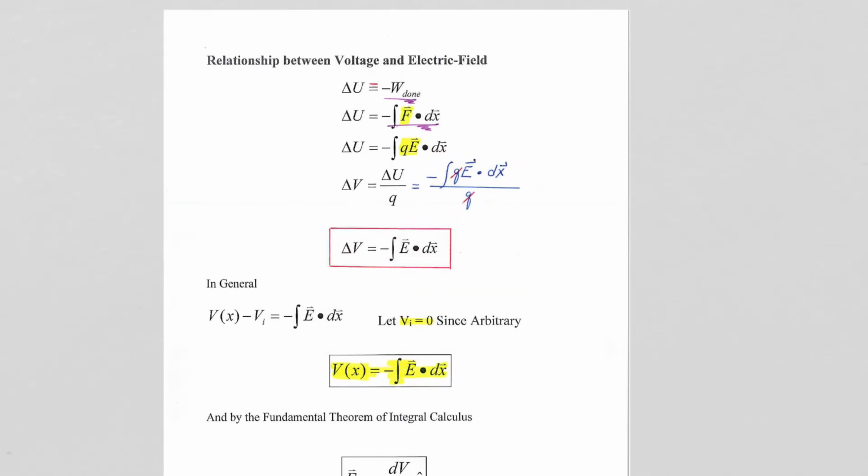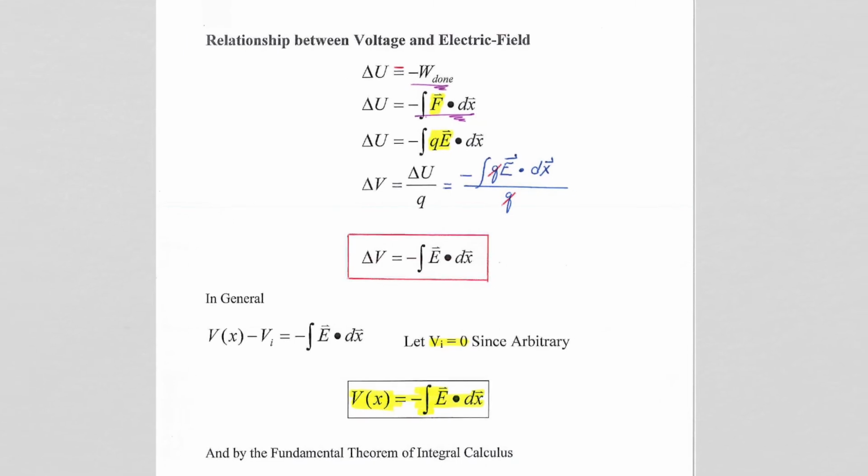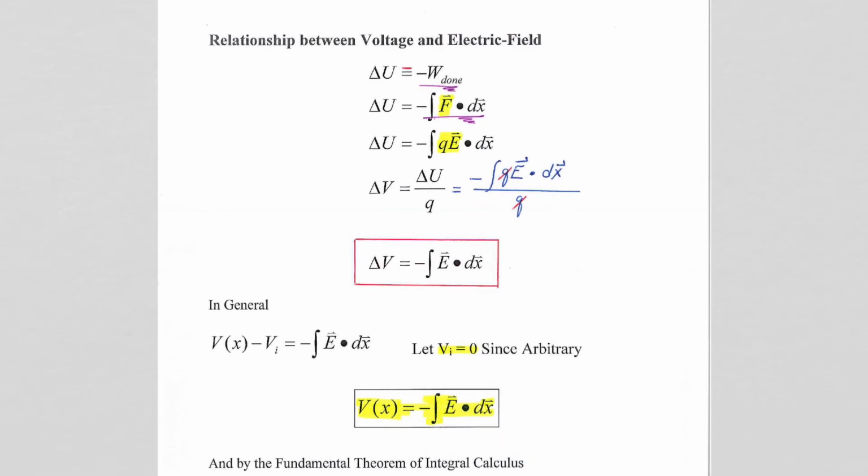Here we have an easy page of notes that uses the mathematical relationships between our variables to very quickly give us an equation for the relationship between voltage and electric field in a new and more generalized mathematical way. So what we're looking at here is some equations we're very familiar with, I hope, at this point.